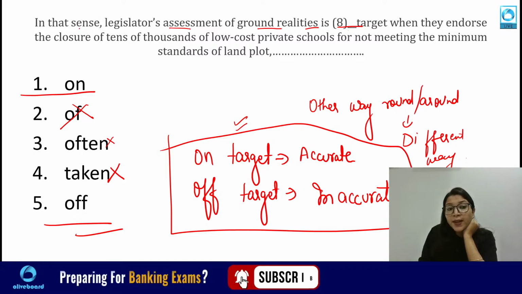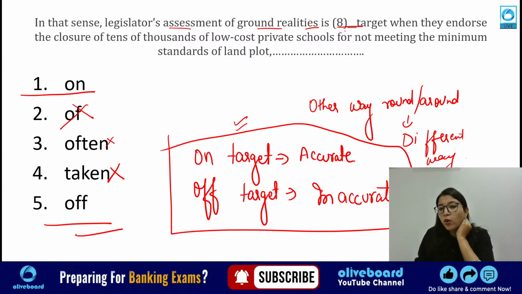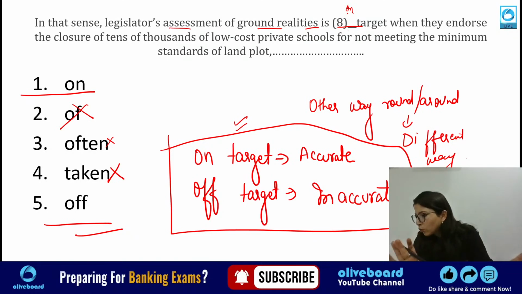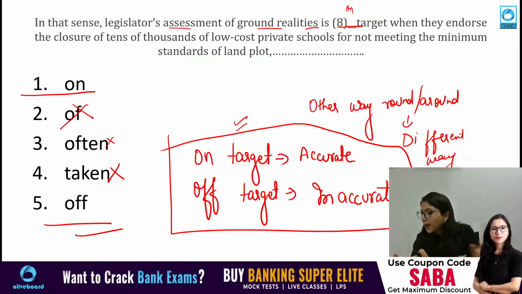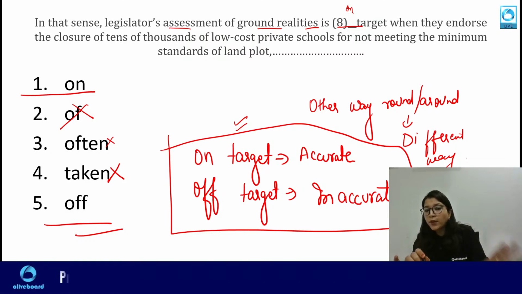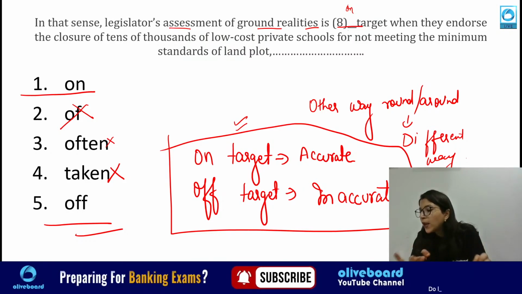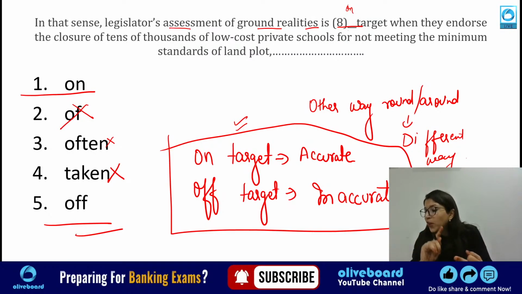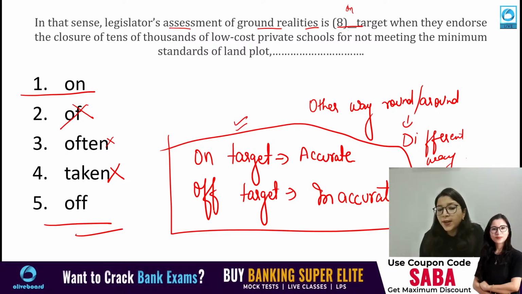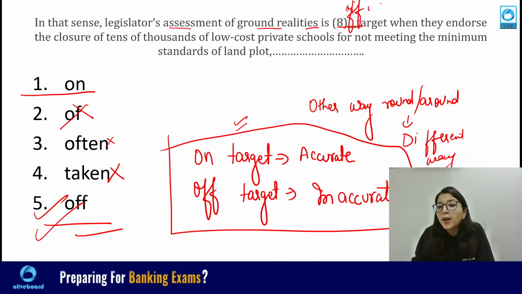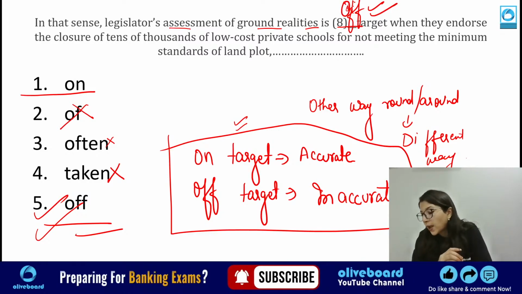See what it is saying. In that sense, legislators' assessment of ground realities is on target. See, we do not have a school to accommodate all the students. And despite that, what legislators are doing, they are closing tens of thousands of private schools, low-cost private schools, because they fail to meet the standard criteria. So is this accurate procedure or inaccurate procedure? Of course, off target. Assessing wrong. Yes, we are getting a negative sense that their assessment is off target. That is inaccurate.